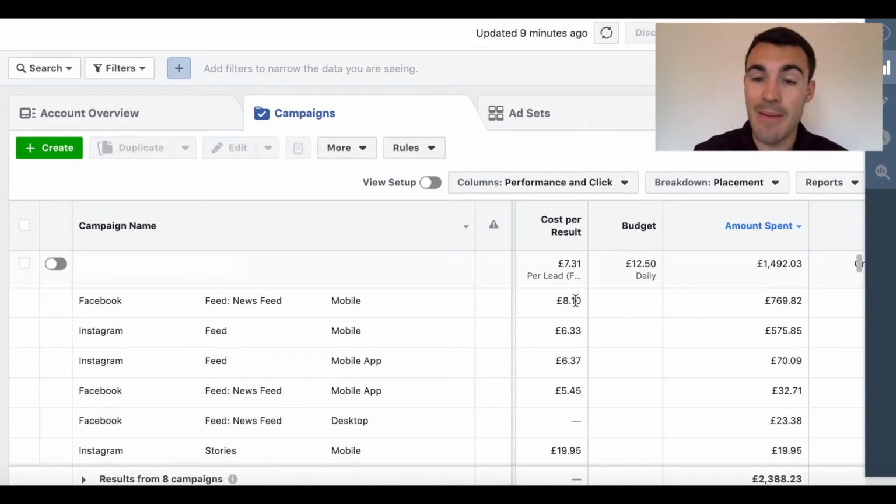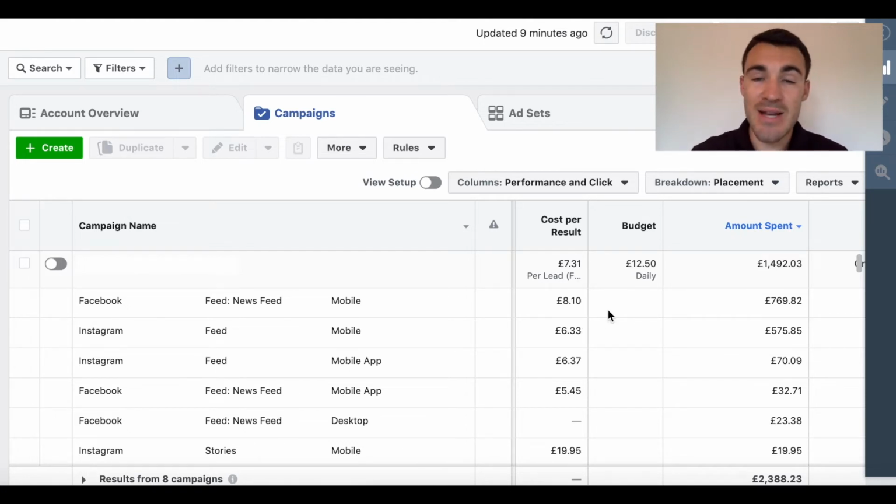So we might come into this campaign and switch off the Facebook newsfeed as a placement option and just go with Instagram. And we are seeing this more and more. So if you're really tracking CPA, in this case cost per lead, or maybe cost per purchase depending on your business, you might find a lower cost per lead with something like Instagram. In this case, £6.33, which is fantastic.